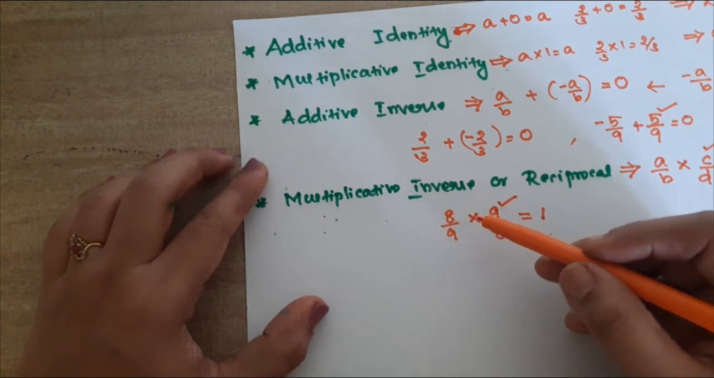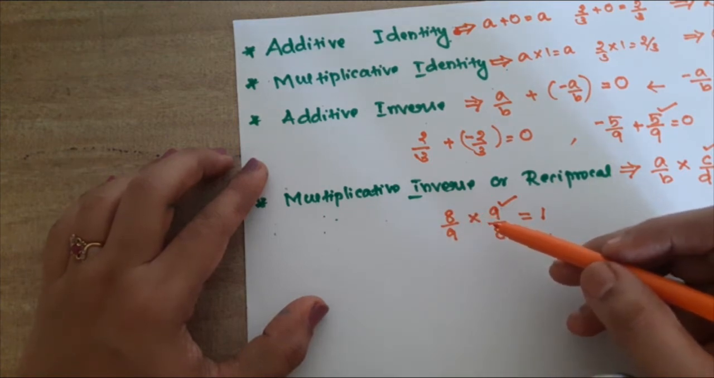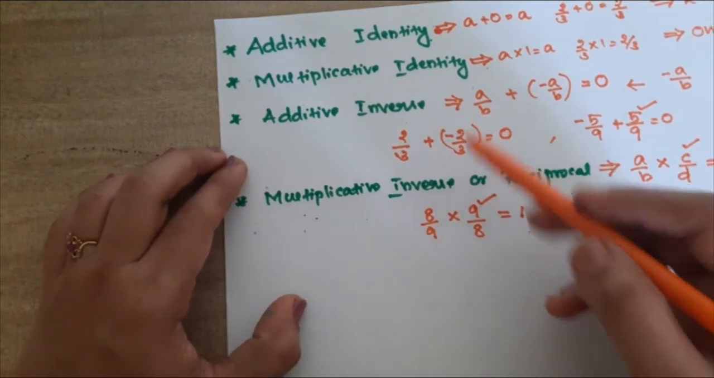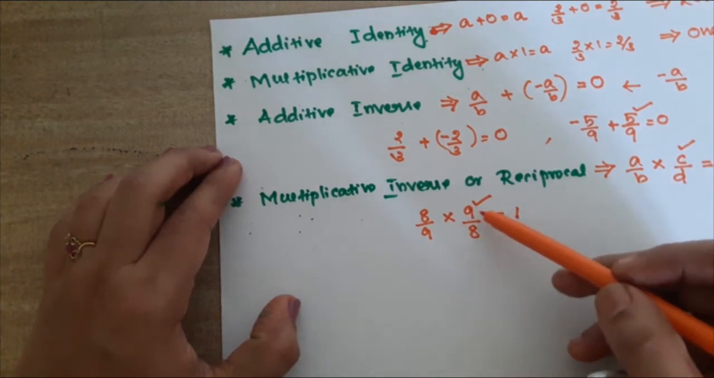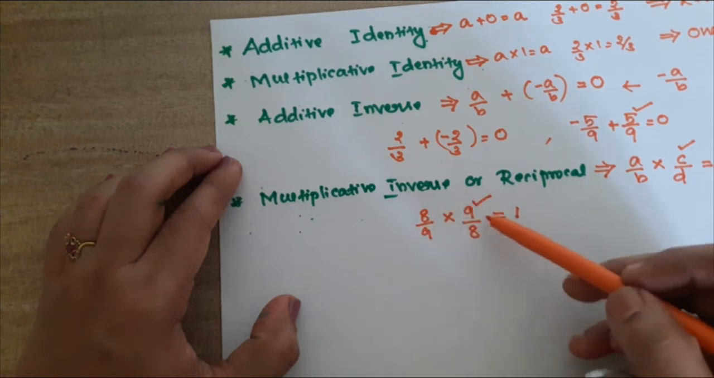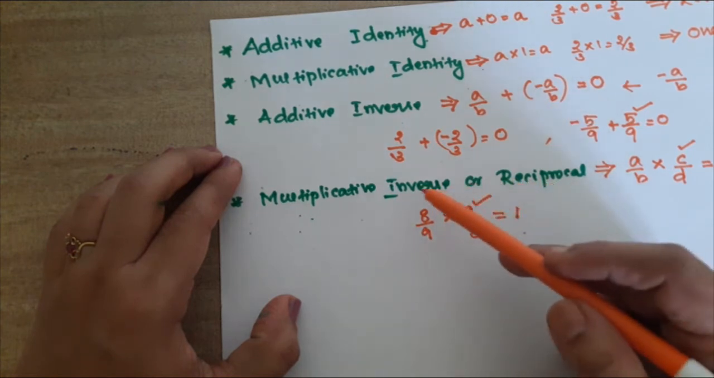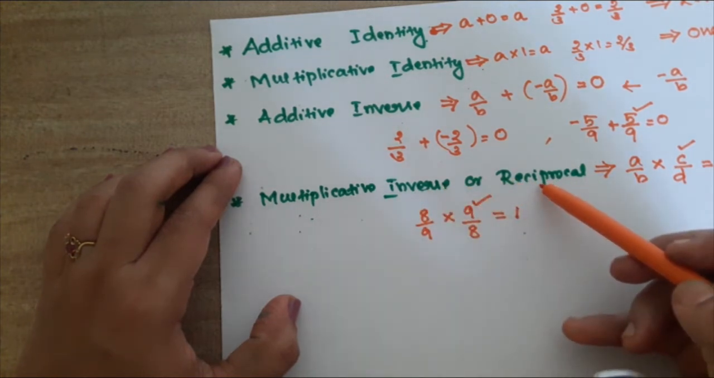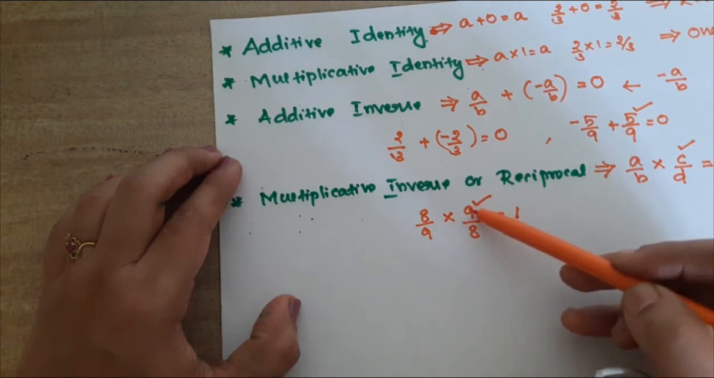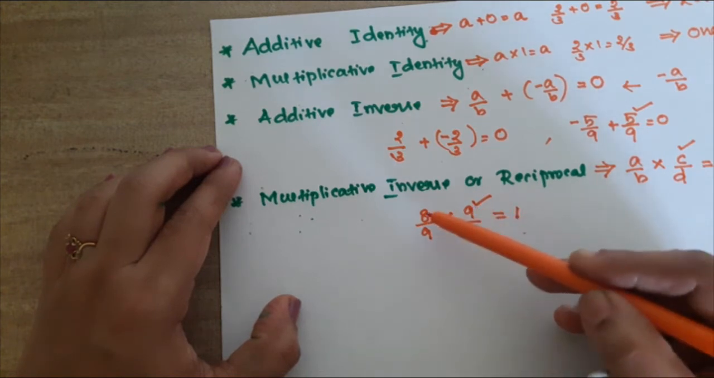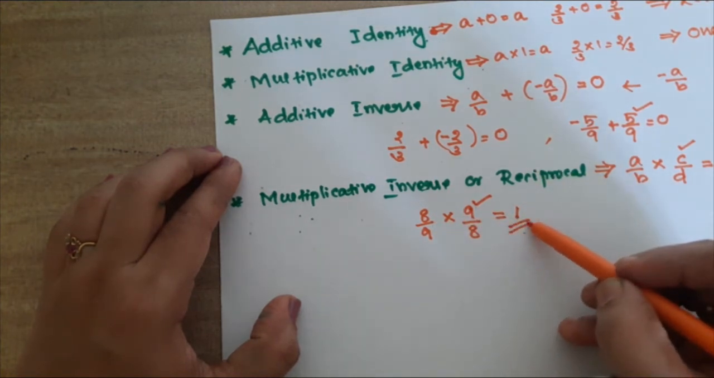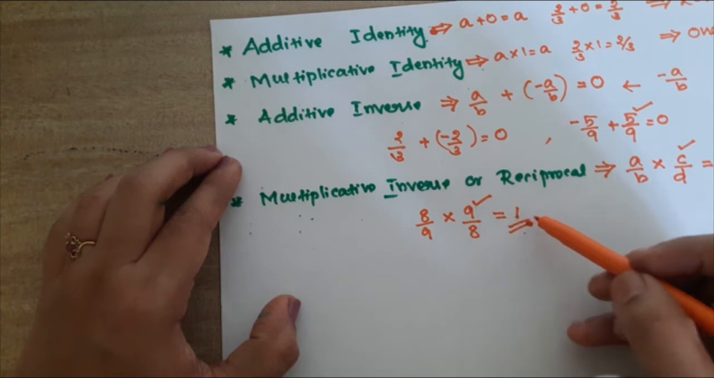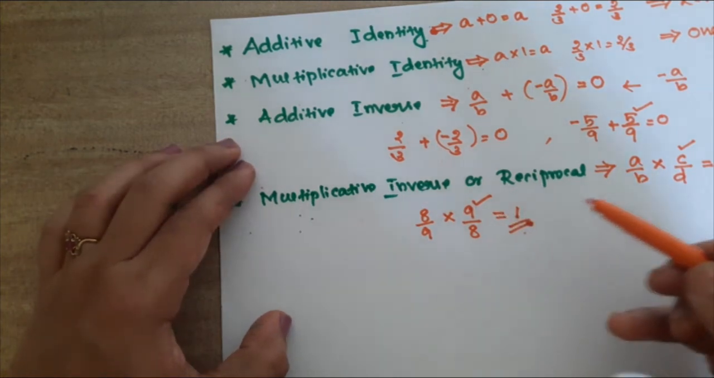This may be a 1 mark or 2 mark question: write the multiplicative inverse or the additive inverse of the following. For writing the multiplicative inverse, you should take the reciprocal. The multiplicative inverse is also called the reciprocal. That is, you have to change the denominator into numerator and numerator into denominator and multiply together. You will get the answer 1. That is the multiplicative inverse.